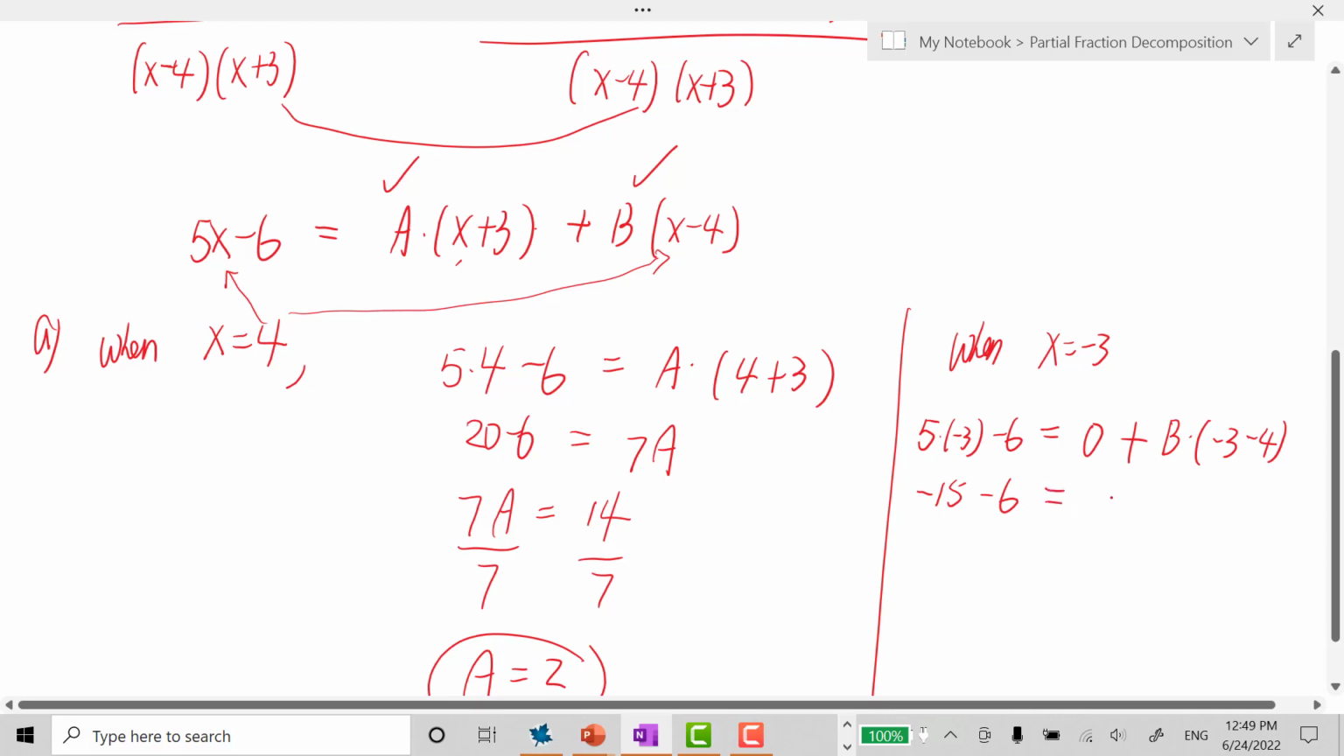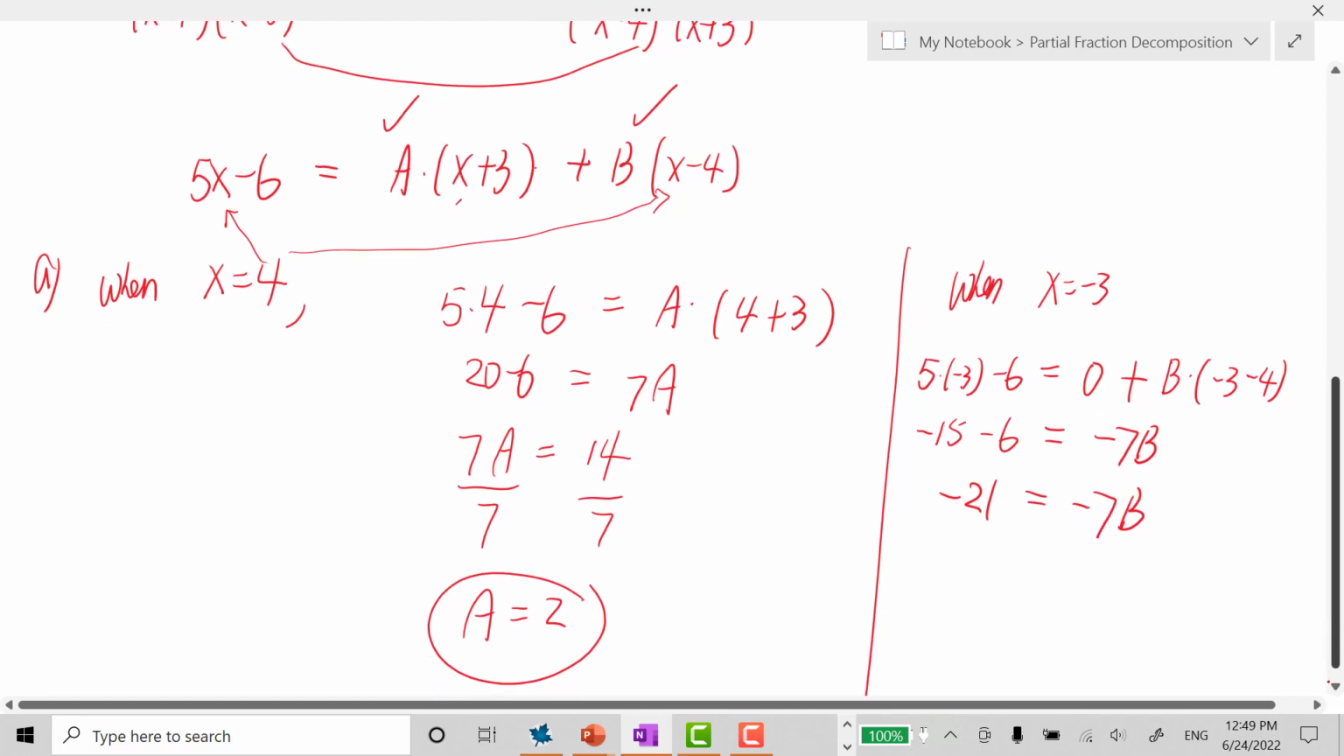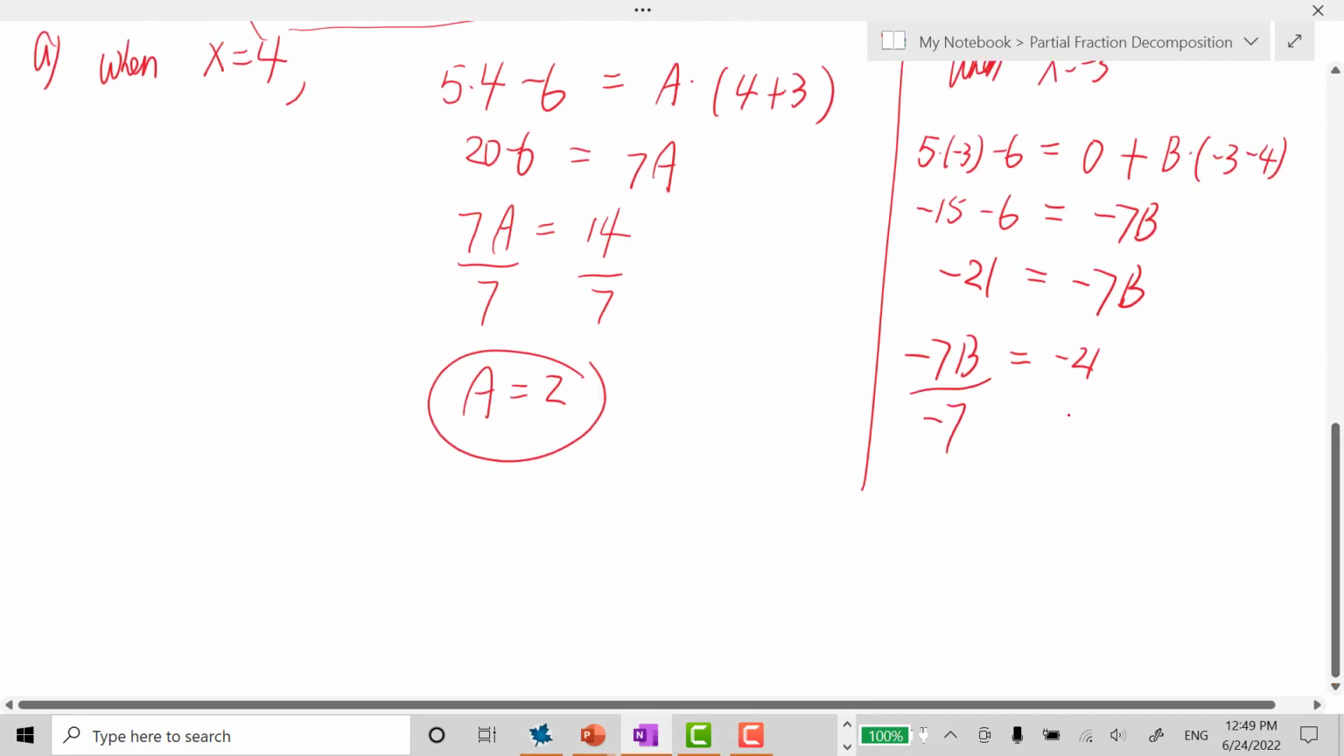That is equal to -7b. Then let's simplify. So -15 minus 6 is -21, equal to -7b. And in this case, -7b is equal to -21, so b is equal to 3. Dividing by -7 on both sides of the equation, b is 3.